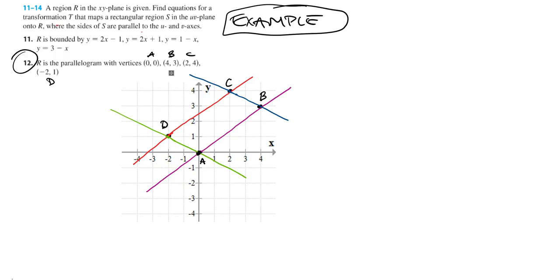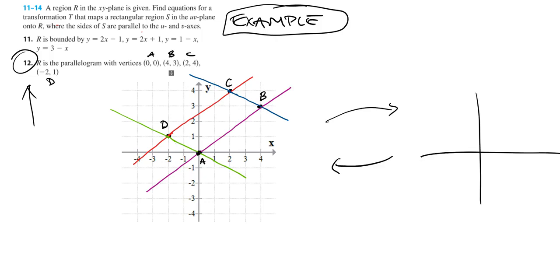So I want to do an example. It's number 12 in the book. So we have a parallelogram that I've labeled A, B, C, D, and gone ahead and drawn it all with the lines that are represented there. And what we want to do is create a transformation from a simpler object, like maybe a rectangle of some sort, to this object that we're given.